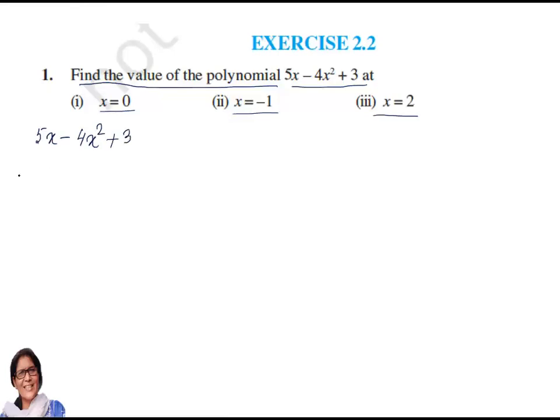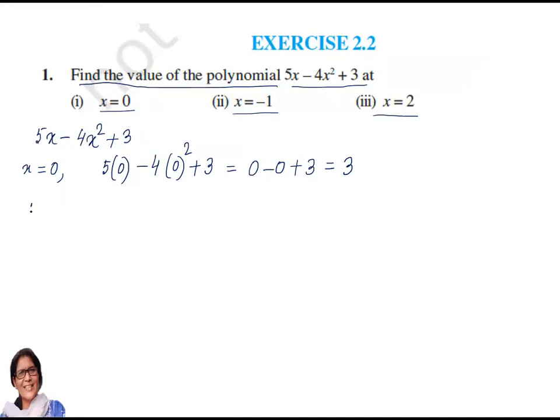First I'll test when x is equal to 0, what is the value of this? It becomes 5 into 0 minus 4 into 0 square plus 3. 5 into 0 is 0. 4 into 0 square is again 0 and plus 3. So what is the value of this? Value of the expression is 3. So polynomial becomes 3 at x is equal to 0. So is it 0? No.